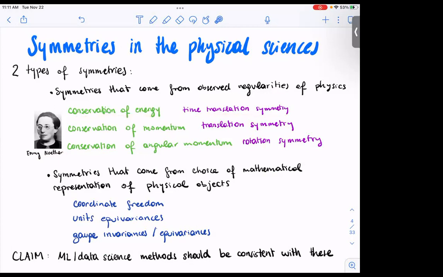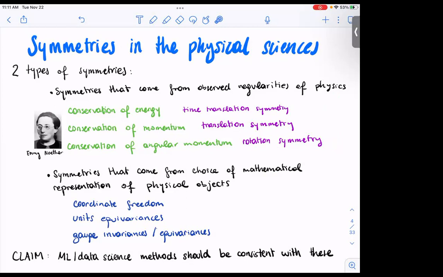So it doesn't matter whether I observe this system today or tomorrow, if the state is the same, then the prediction should be the same. Other types of symmetries, like translation symmetry, correspond to conservation of momentum, and rotation symmetry corresponds to conservation of angular momentum. And all these symmetries are things that we can observe from the physical system by just making observations.